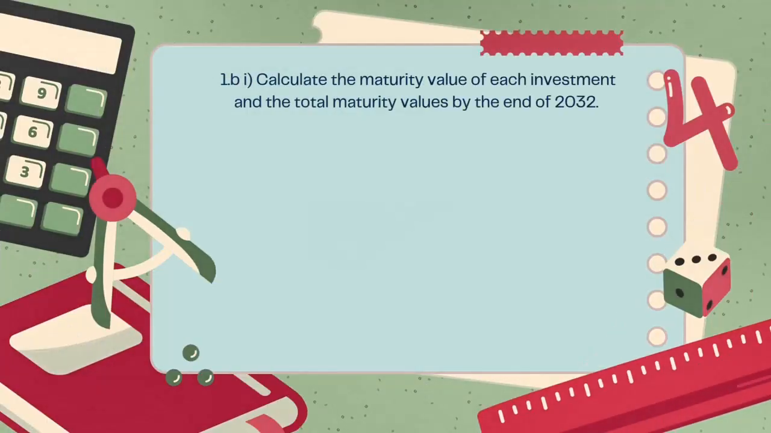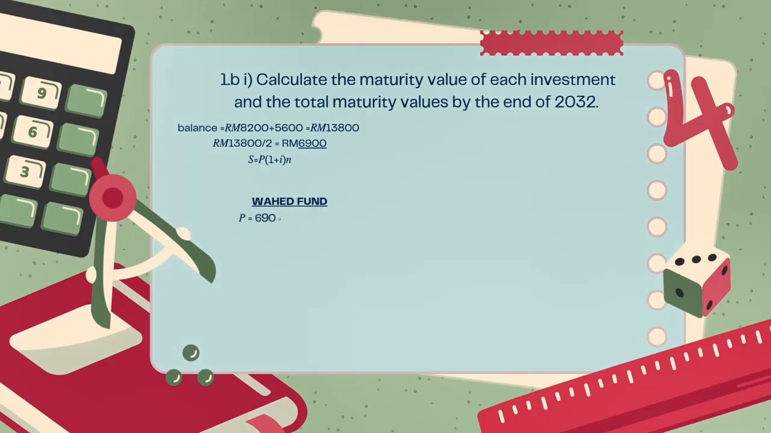Question 1b Roman 1. Calculate the maturity value of each investment and the total maturity value by the end of 2032. We need to find the balance, which is the accumulated amount after 6 years of investment, 8,200 ringgit plus additional contribution 5,600 ringgit, which is equal to 13,800 ringgit. After that, we can find the principal for both investment funds, which is the balance divided by 2, because Ali invested 50% of the balance in each fund. The formula used is S equals P(1 plus I) power of N.